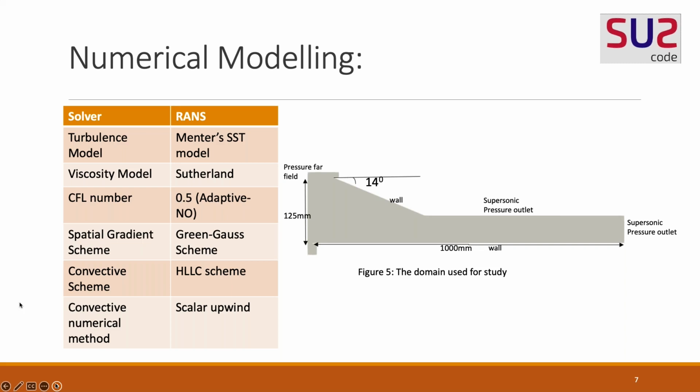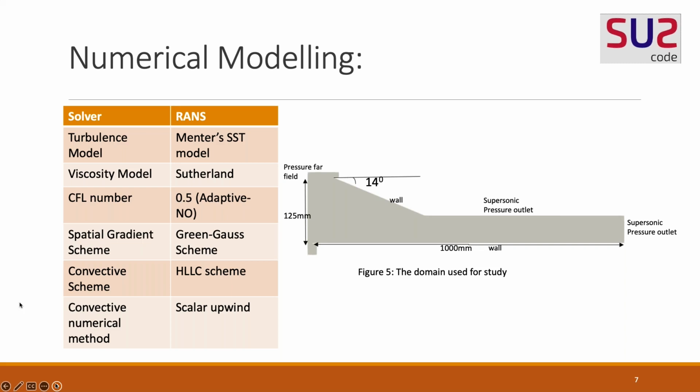The spatial gradient scheme is the Green-Gauss scheme, and the convective scheme used here is HLLC. The HLLC scheme is a Riemann solver mainly used in hyperbolic systems. In the presence of shock waves and other discontinuities, this scheme is widely used. At last, the convective numerical scheme is scalar upwind.